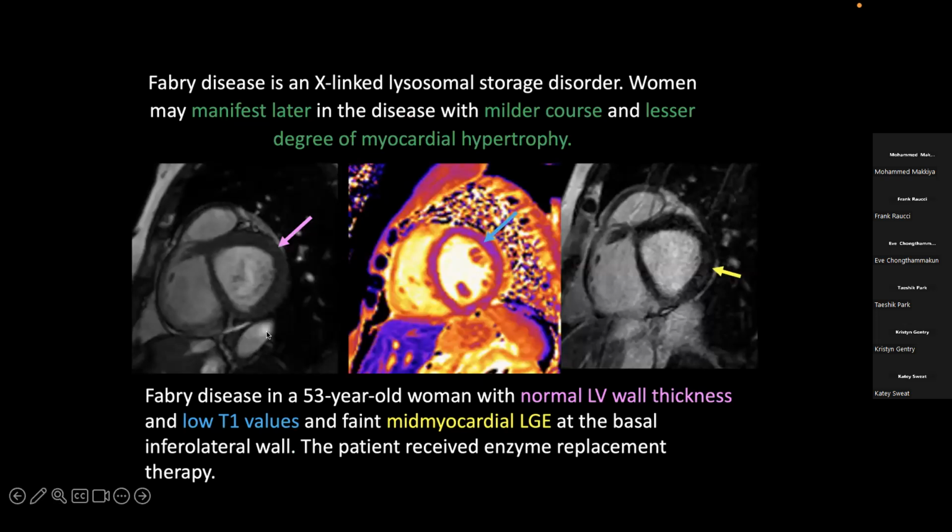This is an example of a female patient with Fabry disease. It's an X-linked lysosomal storage disease. This patient may manifest later, with a mild course and a lesser degree of myocardial hypertrophy. This patient has an almost normal myocardial wall thickness, low native T1 values, and doubtful enhancement along the basal inferolateral wall. And this patient received enzyme replacement therapy, which is good.